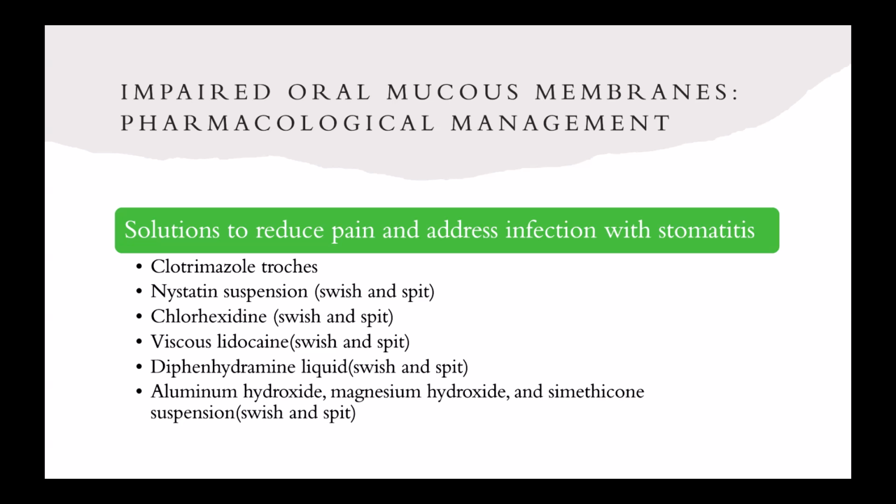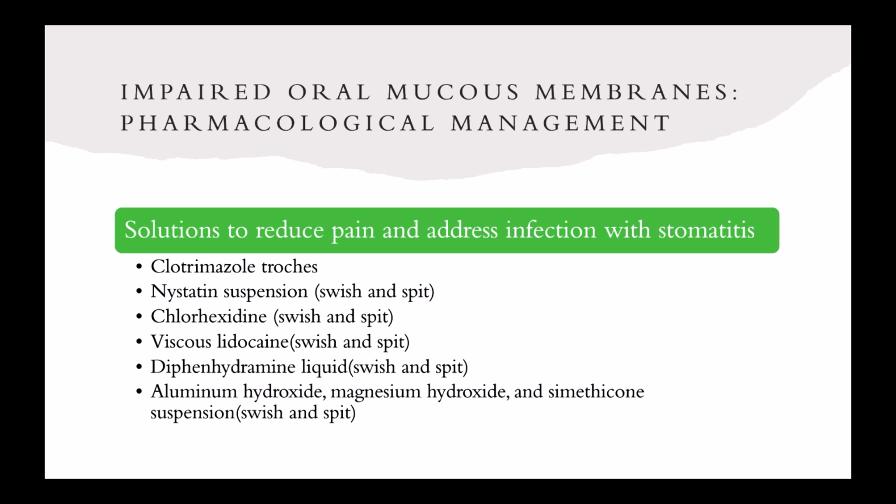There are several pharmacological interventions we can take when people develop problems with their oral mucous membranes. Some of them address pain. Some of them directly address any infections, especially some of those opportunistic ones that we talked about. So clotrimazole is used to treat thrush. This is usually administered as a lozenge inside the mouth. Nystatin suspension is used to treat fungal infections. The patient will swish that solution around in the mouth and then spit it out on a scheduled basis, maybe BID, TID, to treat a fungal infection.